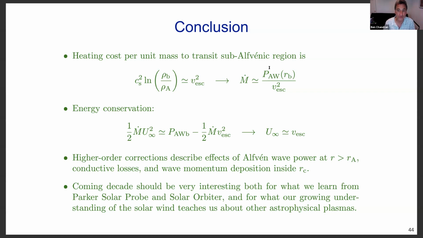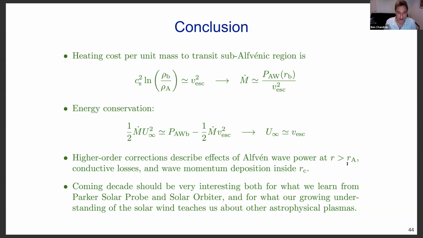That gives you an incredibly simple approximate back of the envelope formula for the mass loss rate of the sun and also the asymptotic wind speed. Higher order corrections to these formulas can be computed in this model analytically, accounting for effects such as the wave momentum deposition, conductive losses, and also the survival of Alfvén wave power out to large distances.